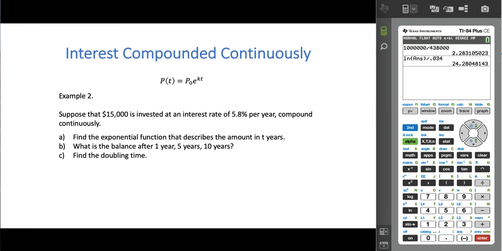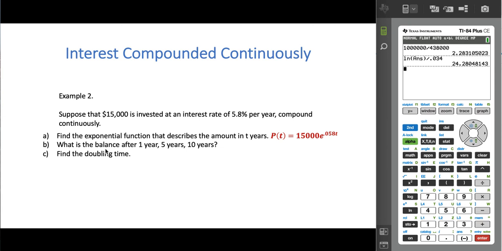One thing at a time, let's talk about this exponential function to describe this growth. So what is P sub 0? That's the initial amount. In this problem, that is 15,000. And the interest rate is 5.8%, or 0.058. So we're just going to take those values and plug them into the equation. And so the exponential function is 15,000 times e to the 0.058t power.